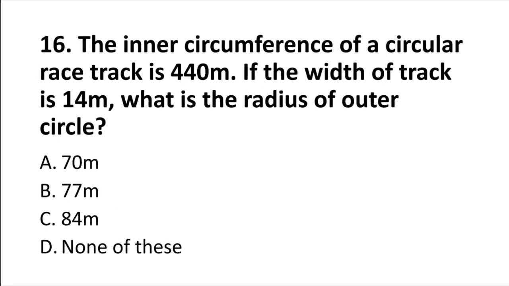MCQ number 16. The inner circumference of a circular racetrack is 440 meters. If the width of the track is 14 meters, what is the radius of the outer circle? Options are: option A 70 meters, option B 77 meters, option C 84 meters, option D none of these.